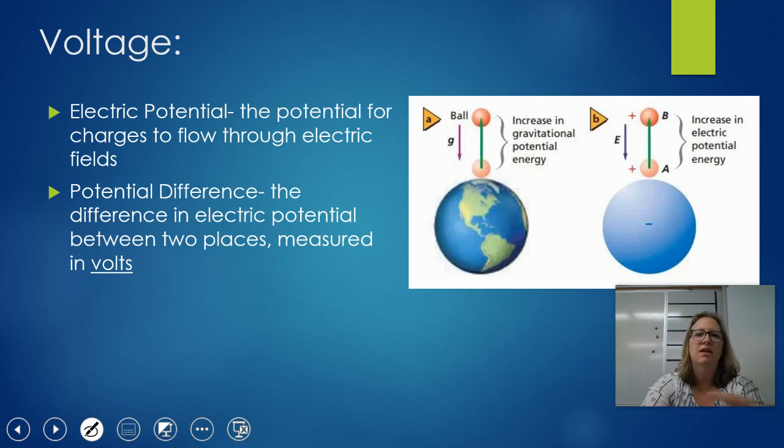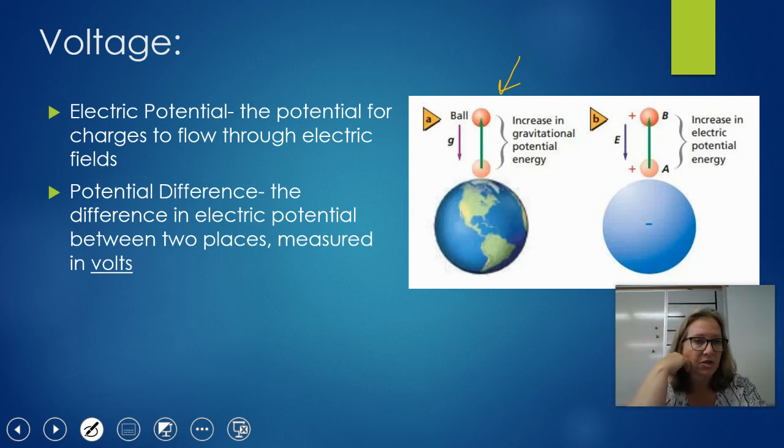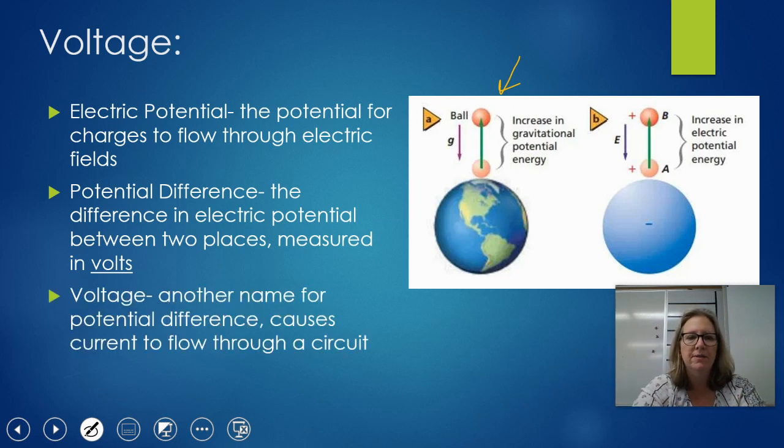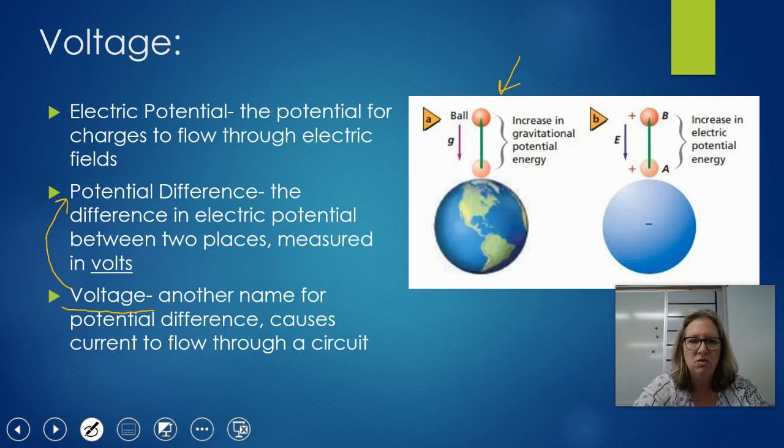You can think of it the same as gravitational potential energy. The higher you lift a ball up away from the surface, the more potential energy it has, and the more kinetic energy it will get when it drops. If you can increase the electric potential, the potential difference between charges, same thing. It's just going to increase that flow of current. Voltage is another name for potential difference, and it's more commonly used. That is what causes currents to flow through a complete circuit, and it's measured with something called a voltmeter.